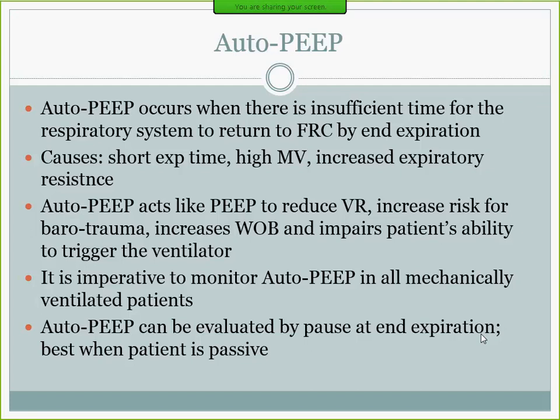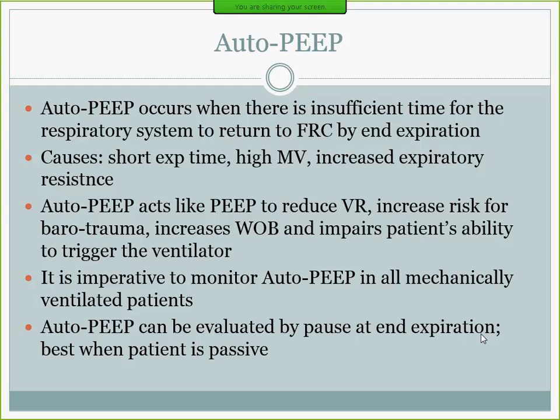Auto PEEP occurs when there is insufficient time for the respiratory system to return to FRC by end expiration. Basically what it means is that you don't have enough time for the air to exhale. And the causes are short expiratory time, that is self-explanatory. High minute ventilation. If your minute ventilation is very high, again you are just breathing too fast, or increased expiratory resistance, and that is something that you don't know.